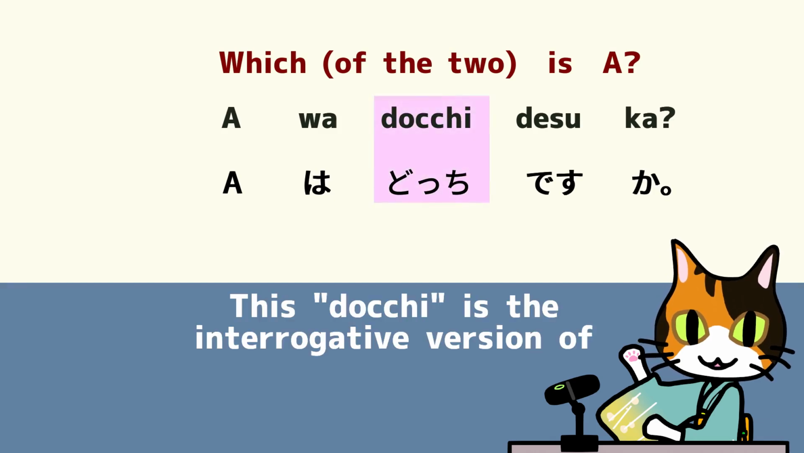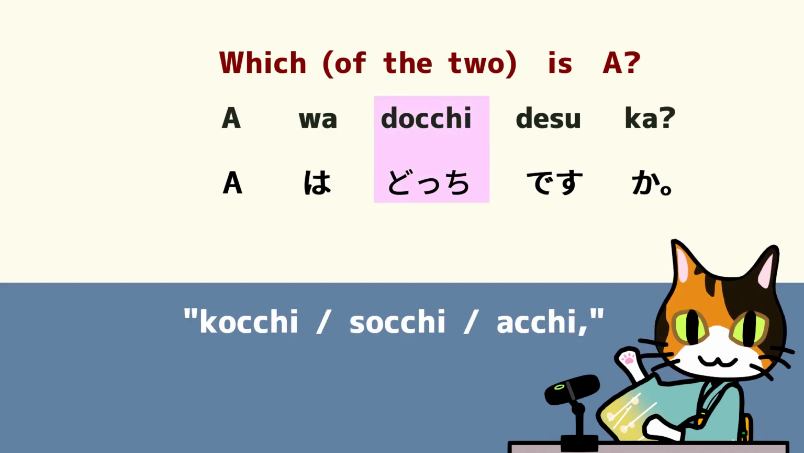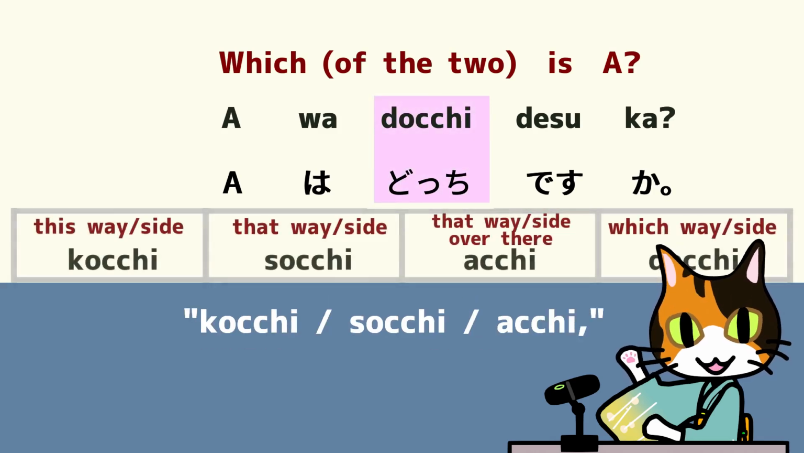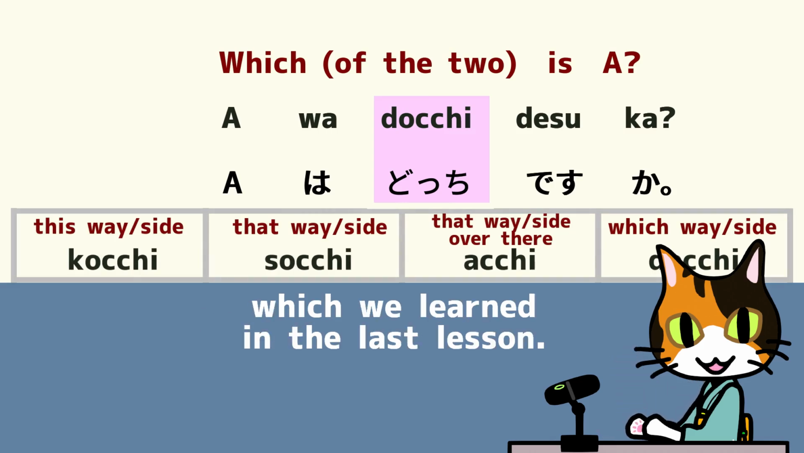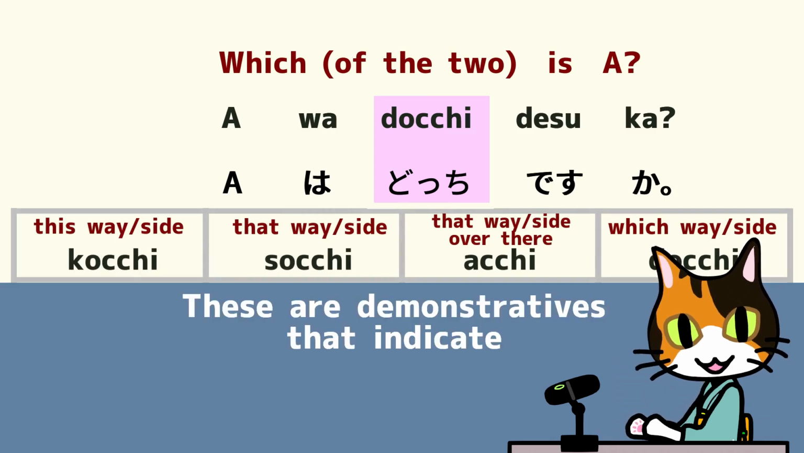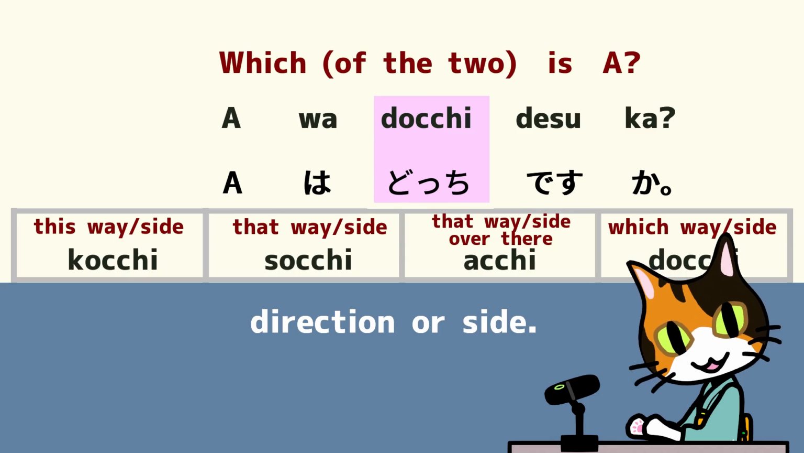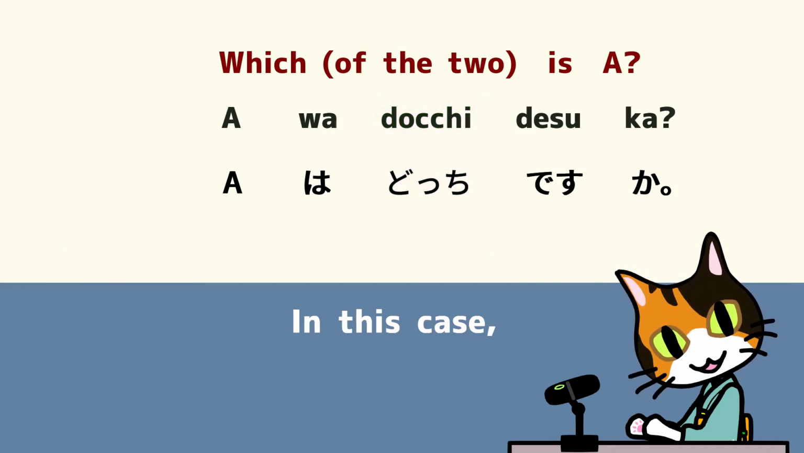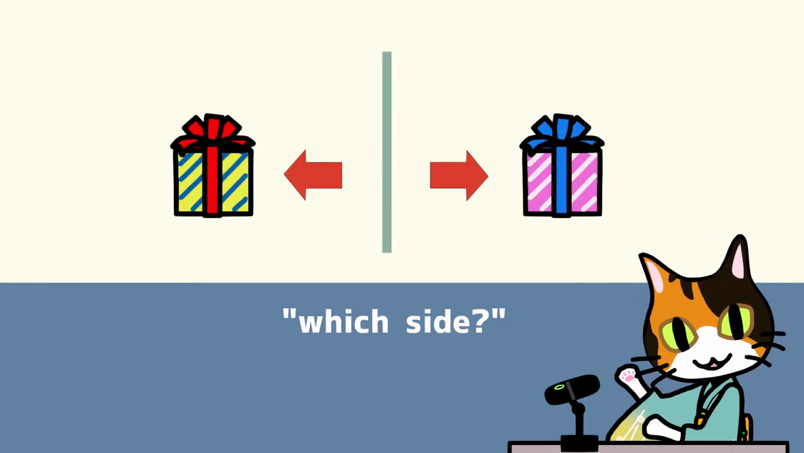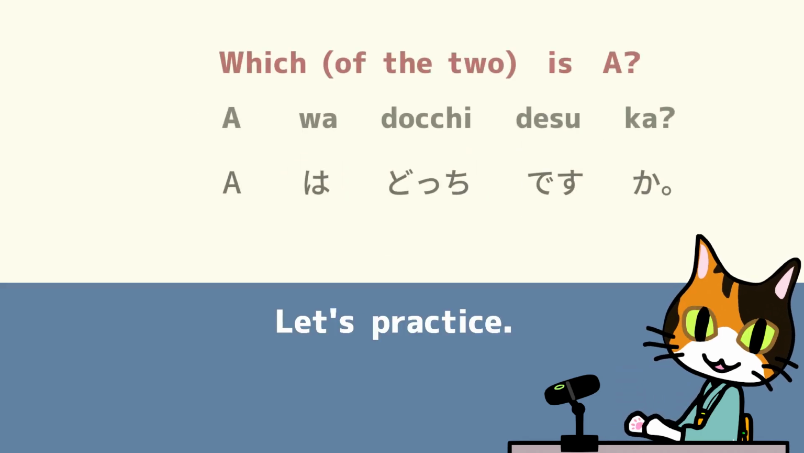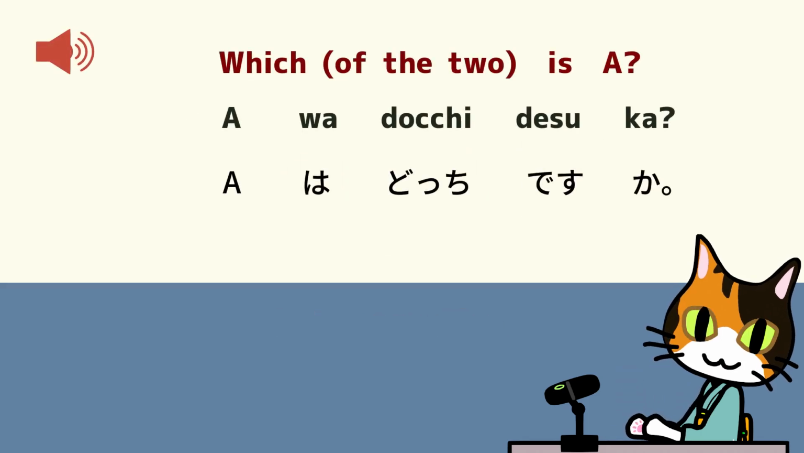This do-cchi is the interrogative version of ko-cchi, so-cchi, a-cchi, which we learned in the last lesson. These are demonstratives that indicate direction or side. In this case, it's like asking, "which side?" Let's practice. A はどっちですか?